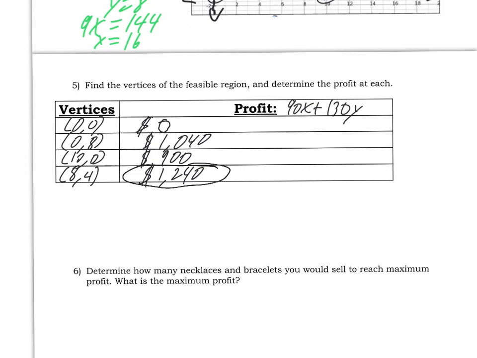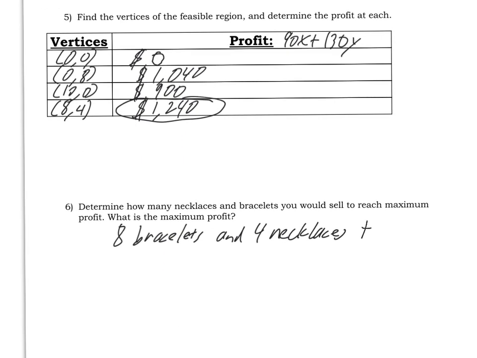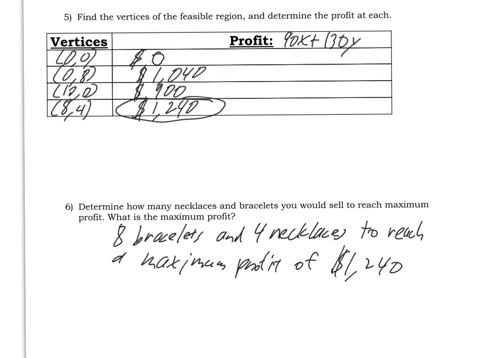And so our final answer there, if we're trying to maximize the profit, it's $1,240. So we would need to sell 8 bracelets and 4 necklaces to reach a maximum profit of $1,240. And that's that.